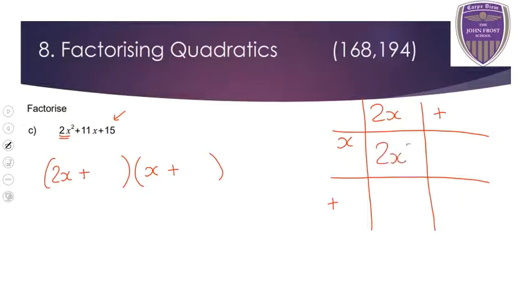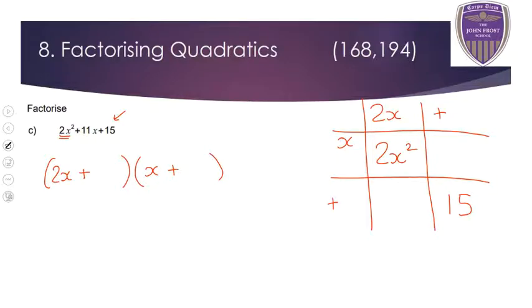2x times x is 2x squared, and it's a positive 15 at the end. Okay, so two numbers that times to give us 15, and they will add in the middle to give us 11. So think about it a little bit if you're unsure. For this one, the numbers that we can times to make 15 are only 1 and 15, or 3 and 5. Okay. So 3 and 5 would work.